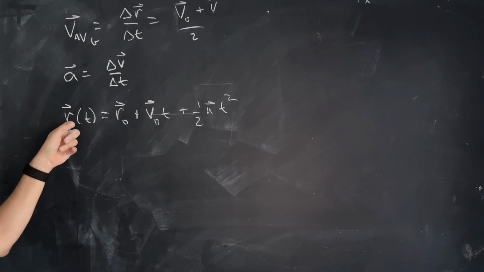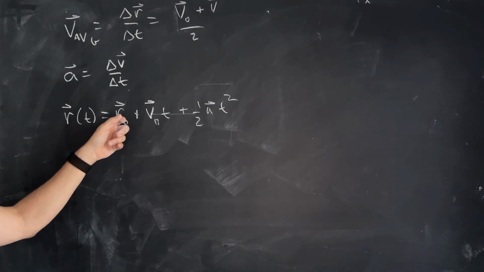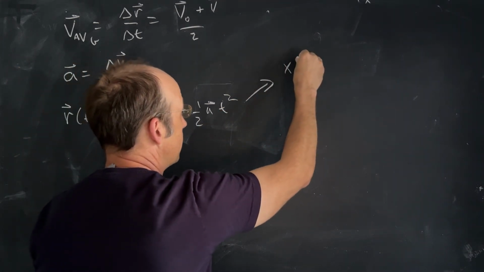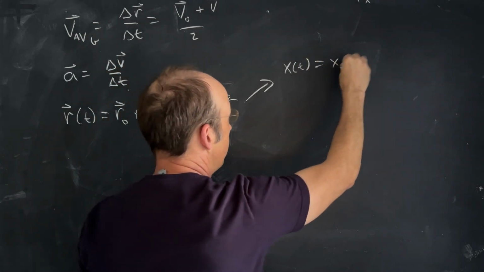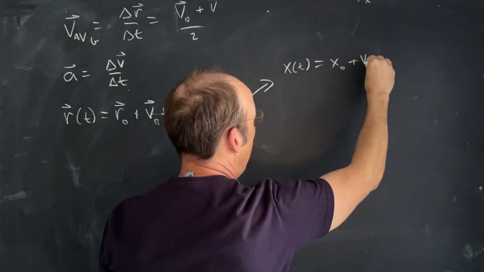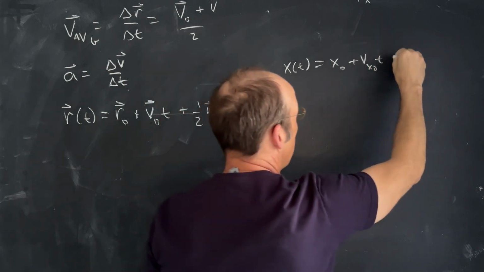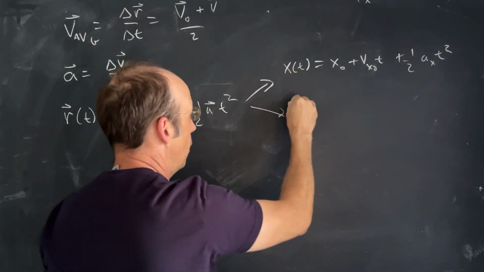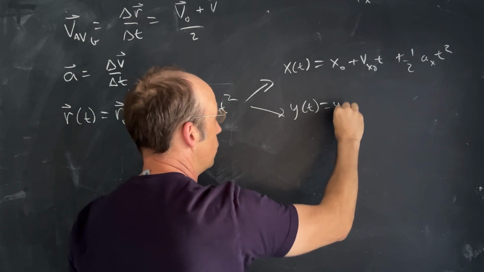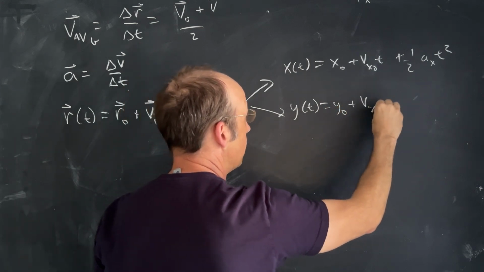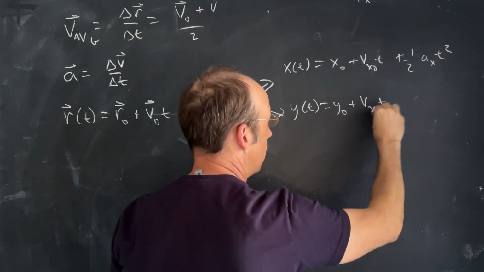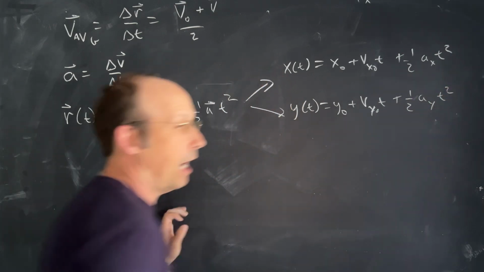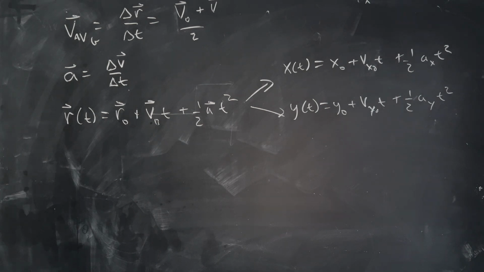Because r has an x and y component, r naught has an x and y component. So this is really x as a function of t is x0 plus vx0 t plus 1/2 ax t squared, and y as a function of t is y0 plus vy0 t plus 1/2 ay t squared. Time is not a vector, so it doesn't have a component.